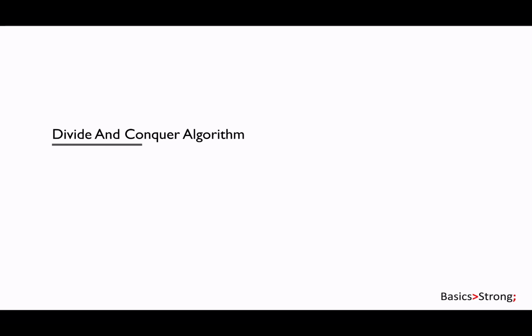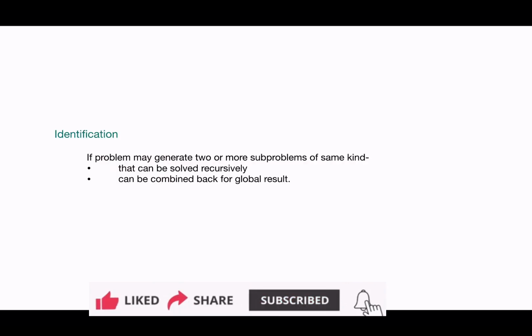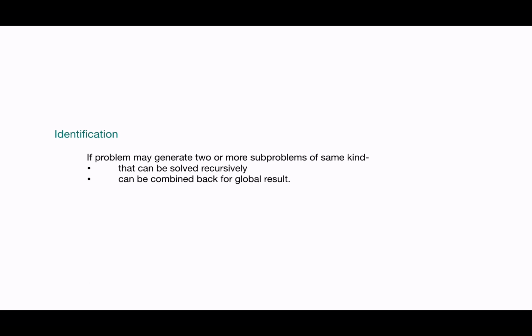Before we start solving some of the problems related to divide and conquer, let's discuss some tricks to identify if the problem can be solved using divide and conquer. So for identification, we have these points. Divide and conquer can be applied only when each problem may generate two or more subproblems of the same kind, that can be solved recursively and combined back for a global result.